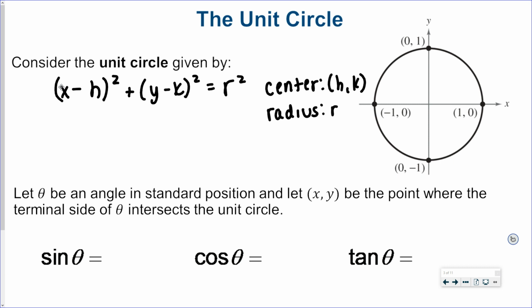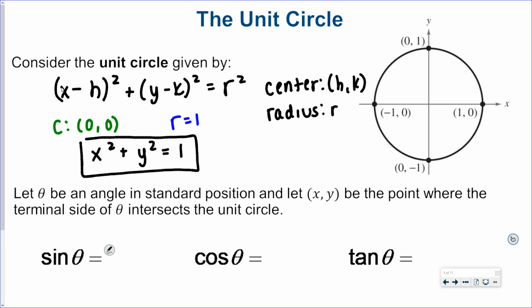Okay, so the unit circle. What makes this so special? Its center is at the origin, and its radius is 1. So x minus 0 is obviously x squared, plus y minus 0 squared is obviously y squared, equals 1 squared, which is 1. Put a box around that. That is our equation of a unit circle.